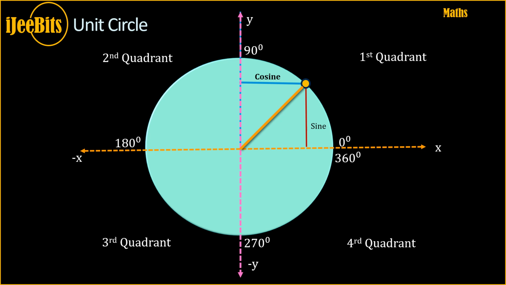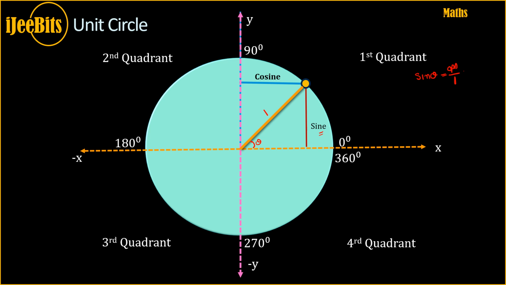I think we discussed this already, but if you need a recap: if this is theta and this is 1, then what would be my sine theta? Sine theta equals opposite by hypotenuse, right? Opposite means this one, and the hypotenuse is 1. So the opposite side is nothing but sine theta. That's why it's sine theta.